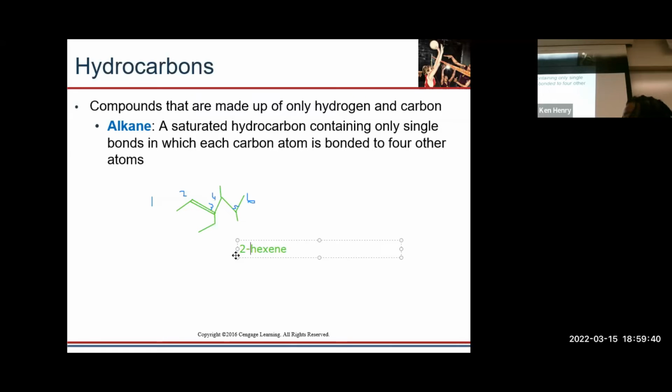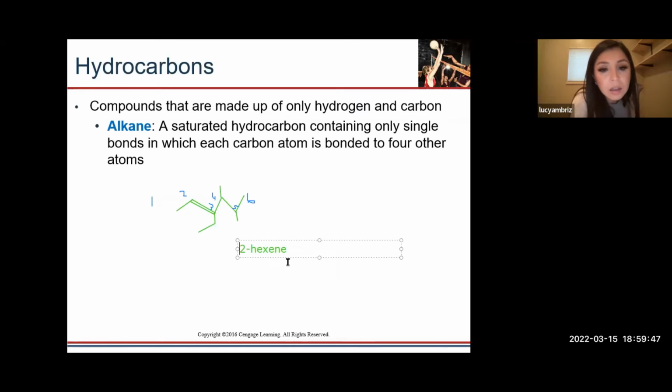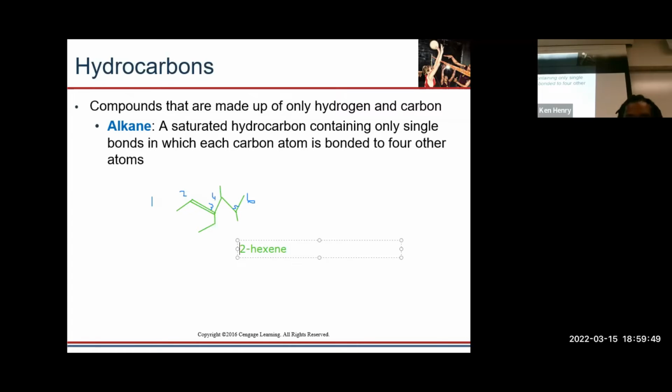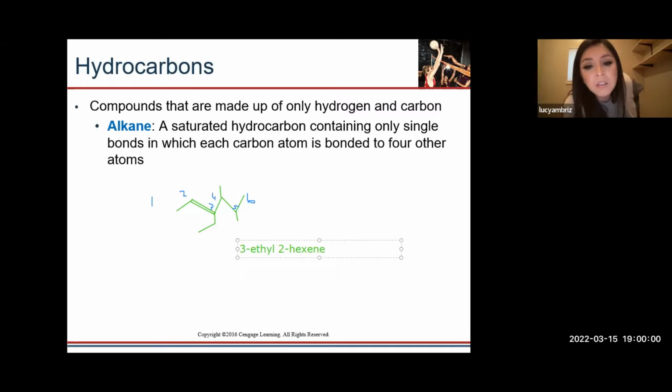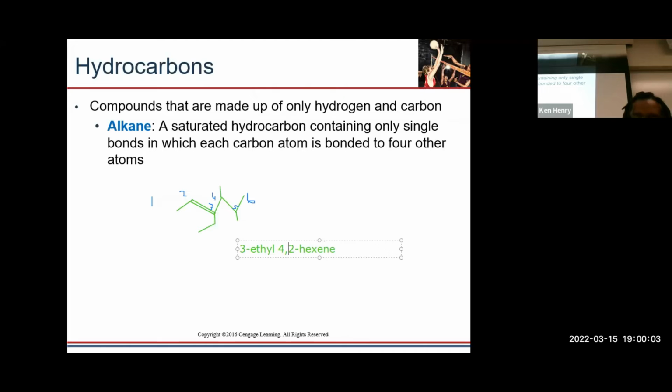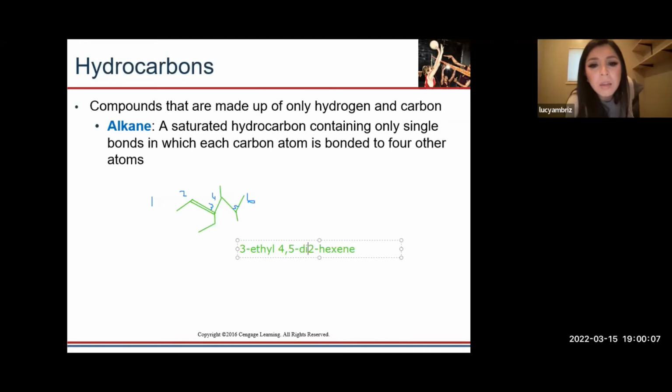Okay, are there any side chains? Yes. Okay, tell me my side chains and where they're located. They're located at 3, 4, and 5. Ethyl. Okay, 3-ethyl. And then it'd be 4,5-dimethyl. Okay.